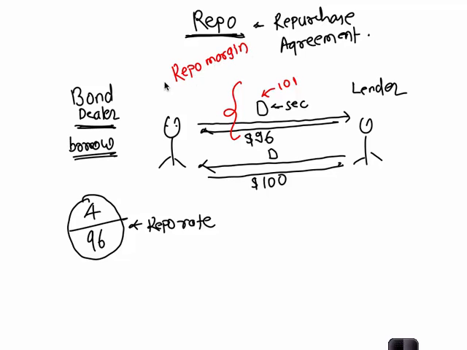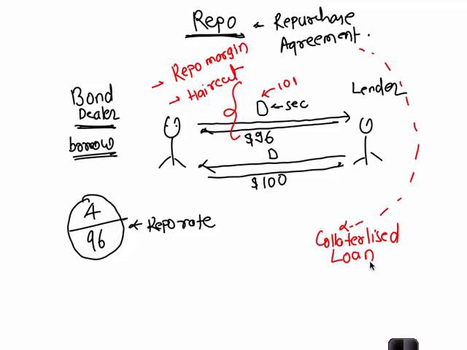This is called repo margin, or at times we also use the word haircut. So haircut is the difference between the price of the security that you gave and the amount of loan that you have taken. And this transaction, a repurchase agreement, is essentially nothing but a collateralized loan. You have given a collateral and then you have taken a loan out of it.